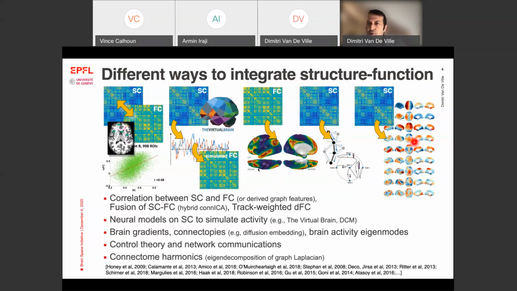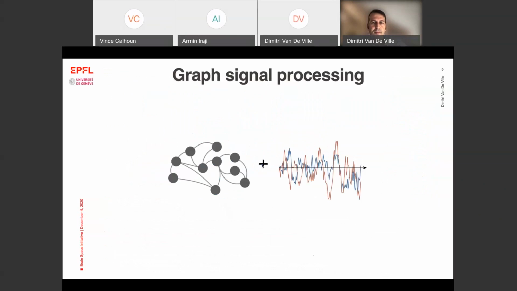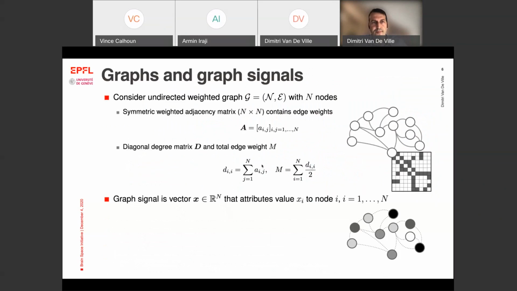And this last work bears most similarity with what I will show you today, and I will make a further connection later on. But before that, let me give you the basics of graph signal processing and what we will need for our later application of it. So just to set the stage.